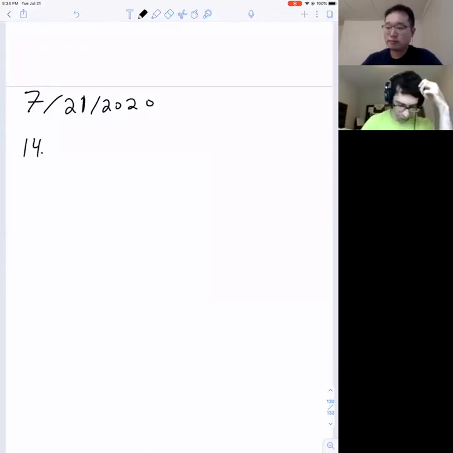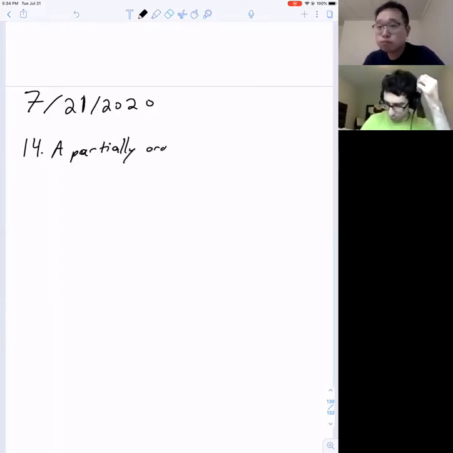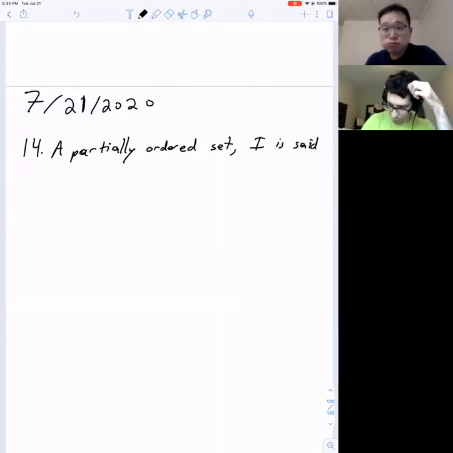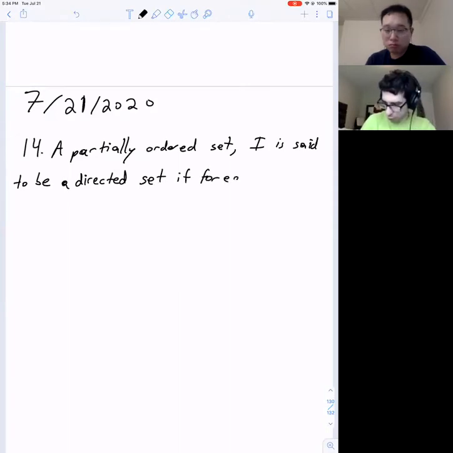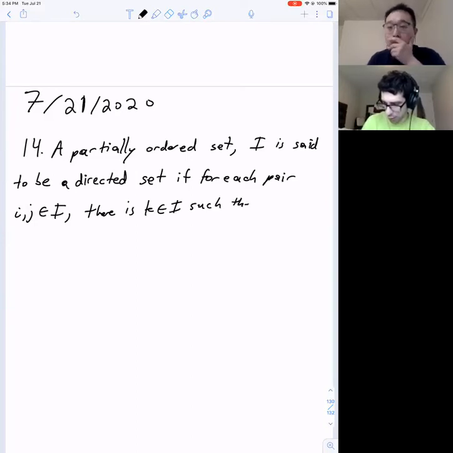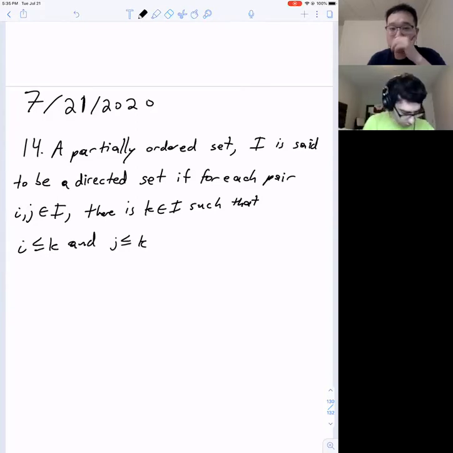I'm going to write a lot, but there are some things we have to check. A partially ordered set, let's say I, is said to be a directed set if for each pair of elements i and j in the set I there is a k in I such that i is less than or equal to k and j is less than or equal to k.